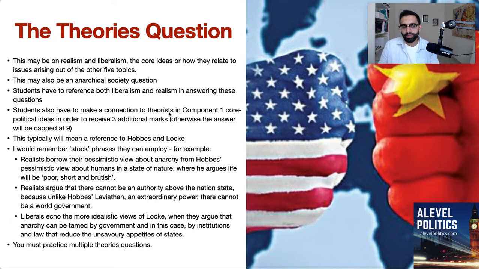You also have to make connections to theorists in component 1. Okay, so do you know in that section A, I said you get 3 additional marks if you have an overlapping point, right? Here, you get 3 additional marks if you link back to component 1, political ideas, right? So this is what we call synopticity. And it's one of 2 occasions in your global paper where you have to try to target synopticity.